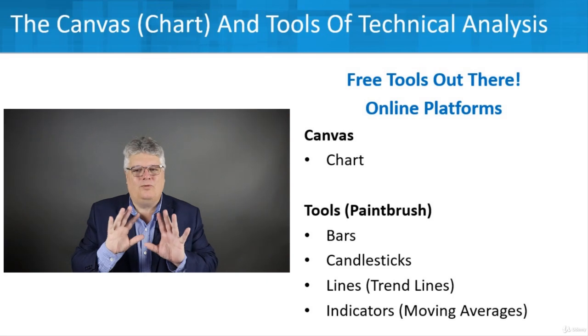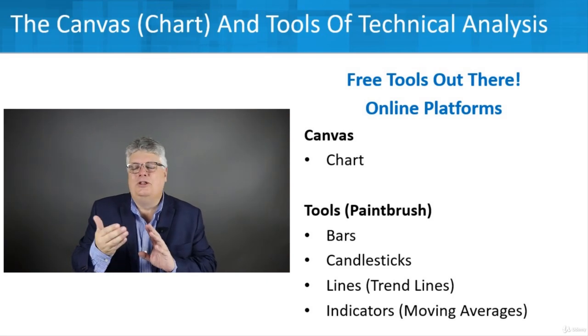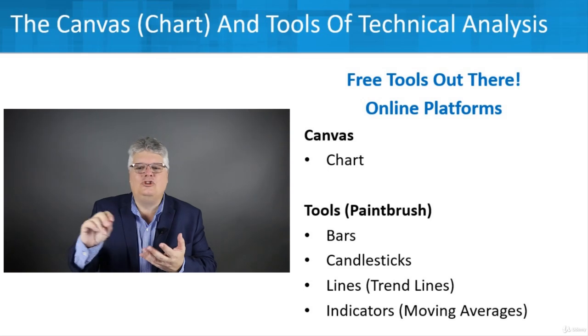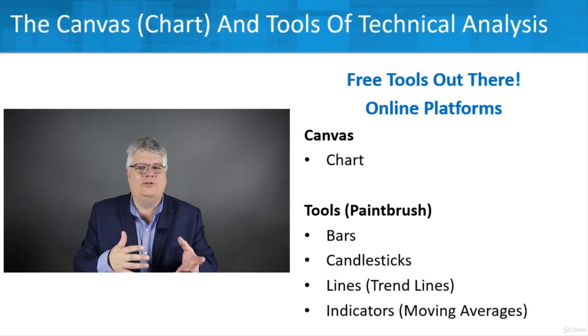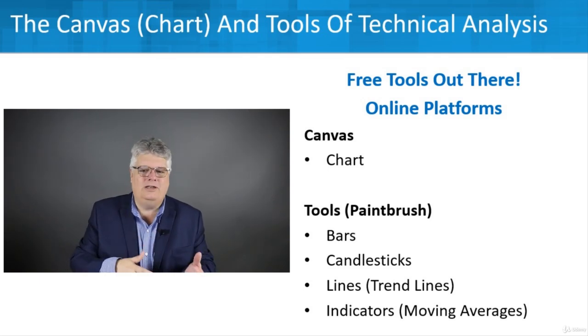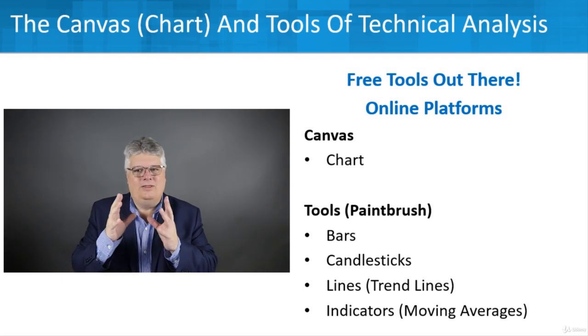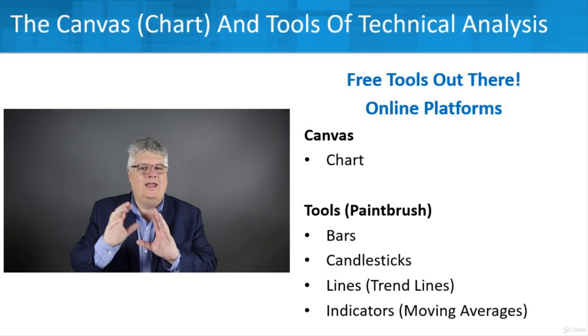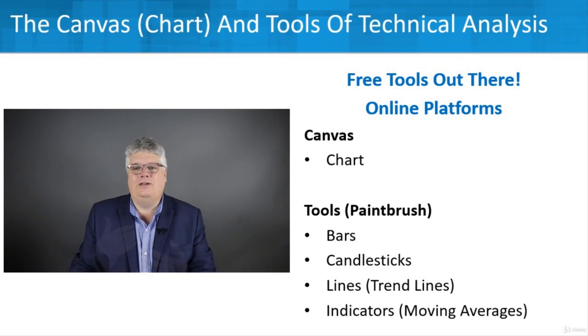And then how you interpret or read that chart is where you'd use tools, just like an artist might paint with a paintbrush to make it come alive. We use tools like that in technical analysis. Price bars, candlesticks, lines and trend lines, indicators like moving averages, volatility indicators, momentum indicators, all sorts of different types of things we're going to learn about in the course. But think of it that way: I've got my canvas and then I'm going to apply my tools, and that's going to help me decide what to do.